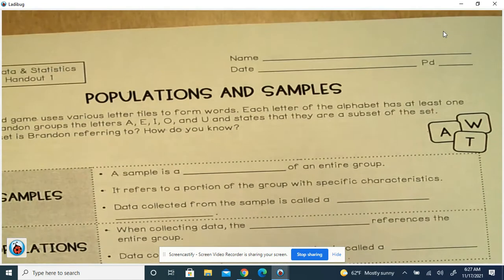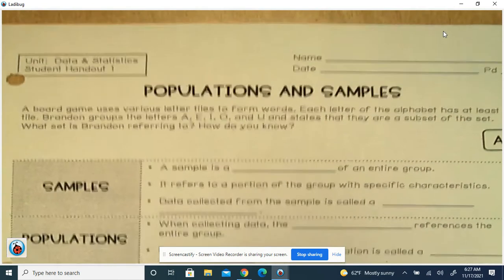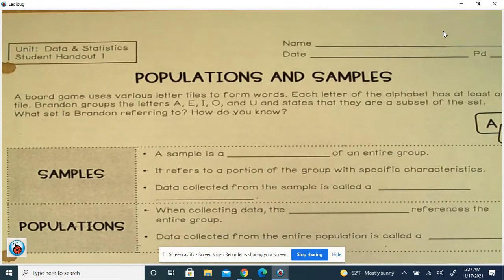This is the first video in our data and statistics unit, and it is on populations and samples. A board game uses various letter tiles to form words. Each letter of the alphabet has at least one tile. Brandon groups the letters A, E, I, O, and U and states that they're a subset of that set. What set is Brandon referring to, and how do you know?